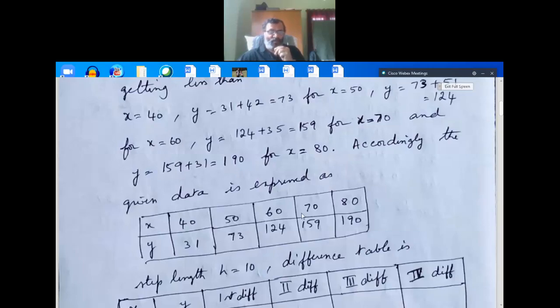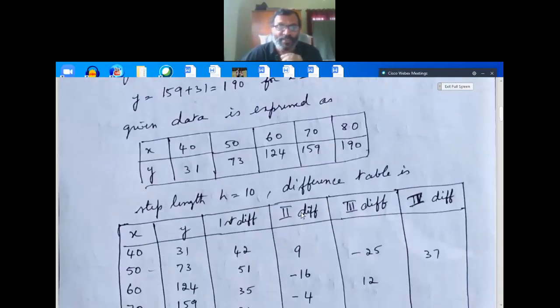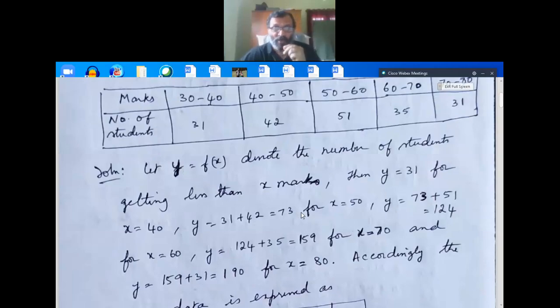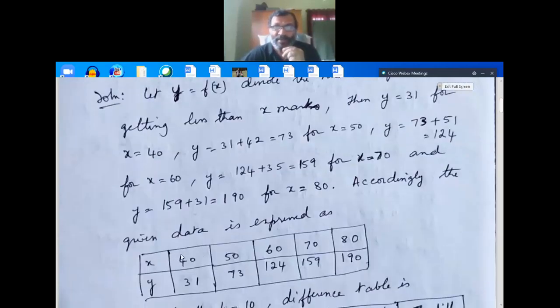Now, what is the step length here? See, first of all, you studied from the class interval how to convert it into a single value like this. 40, 50, 60, 70, 80, y equals 31, 73, 124, 159, 190, like that. That is the first step you have to understand here. Then it is simple, just like the previous problem.